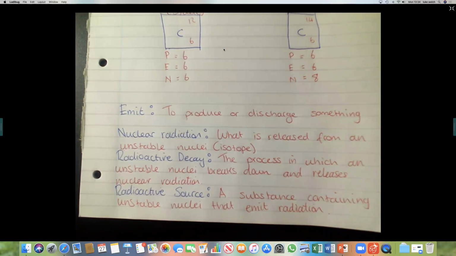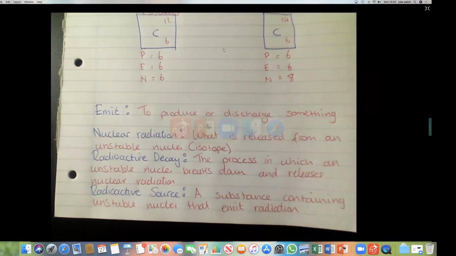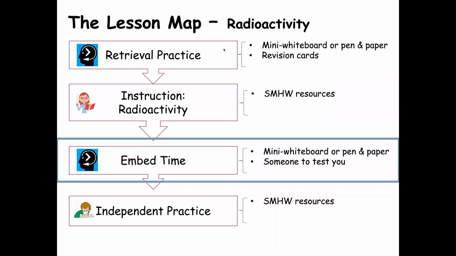Now moving on. Lots of new information now on what an isotope is. Why do they emit radiation? How do we work out the number of protons, electrons, and neutrons in an isotope? And some key terminology. It's really important that we spend some time embedding that information. So using whiteboards or getting your parents to quiz you, make sure this information is secure, and we'll be coming back to it.